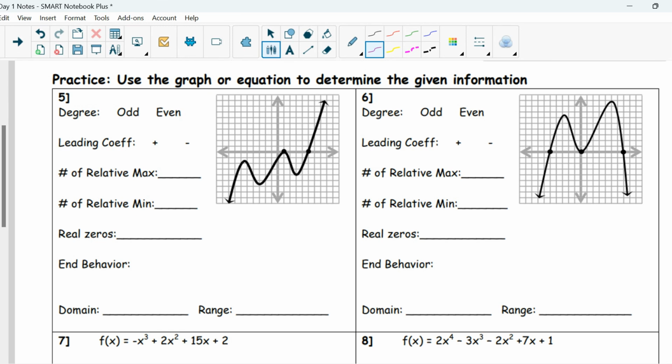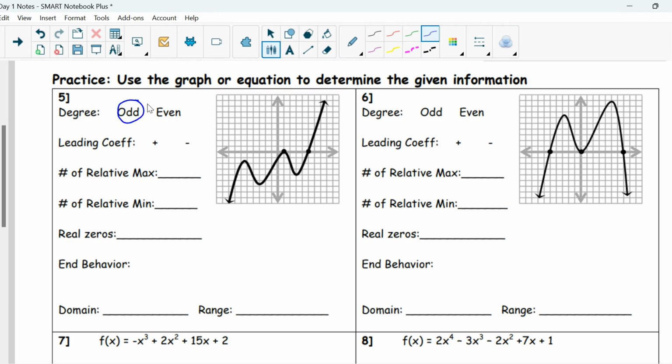So the first thing here, we have to look: do we have an odd or an even degree polynomial? How we're going to figure that out is we're going to look at the end behavior. So looking at your chart from the previous page, both of our tails are going in opposite directions, right? My left end is heading in the negative direction, and my right end is heading in the positive direction. So that tells me that we are going to have an odd degree polynomial.